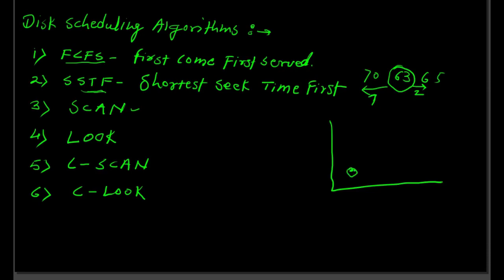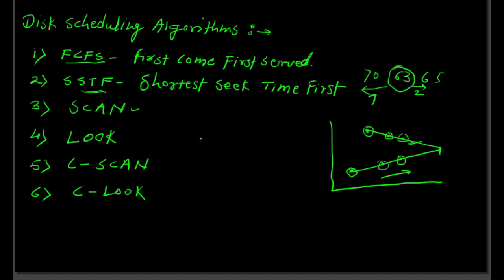From the current location, it will check and take one direction. It will process all the requests in that direction and will reach the end of the disk. So this is the end of the disk. From the end of the disk it will reverse the direction. As it was going in this direction, now it will change the direction to this. So it will reverse the direction and will process all the requests in the reverse direction like this. So this is the SCAN algorithm.